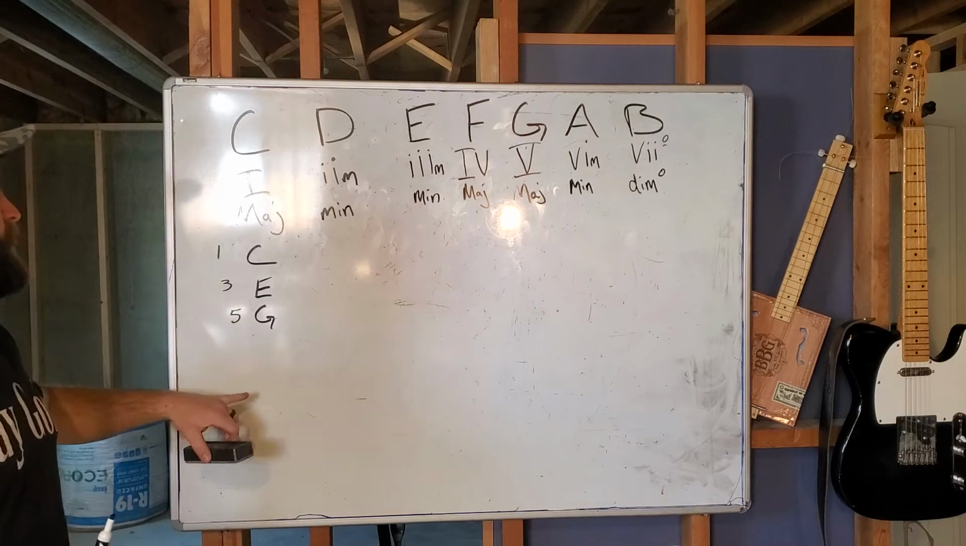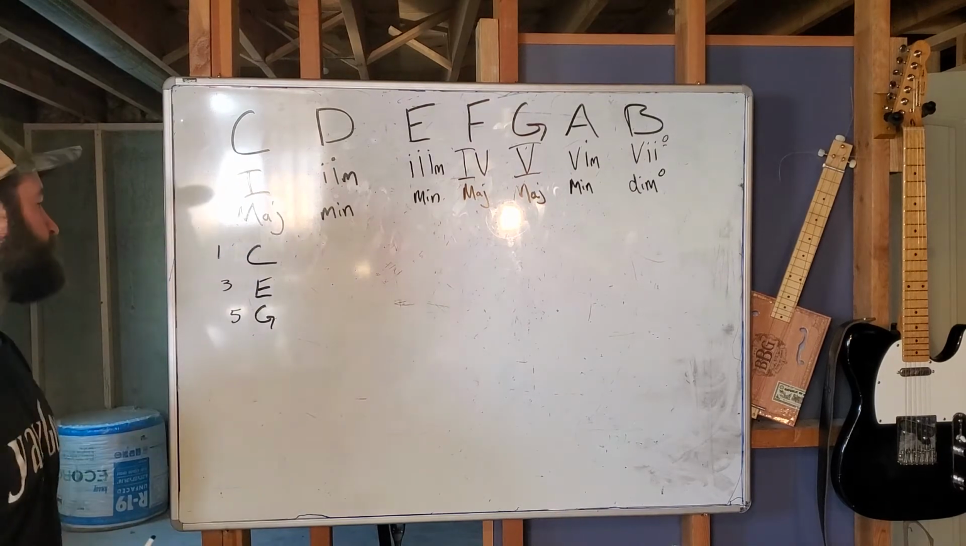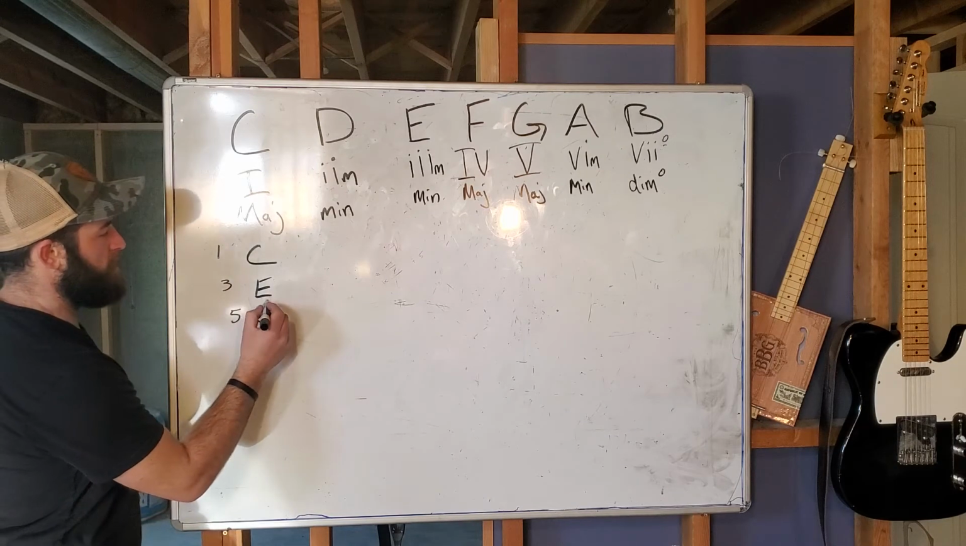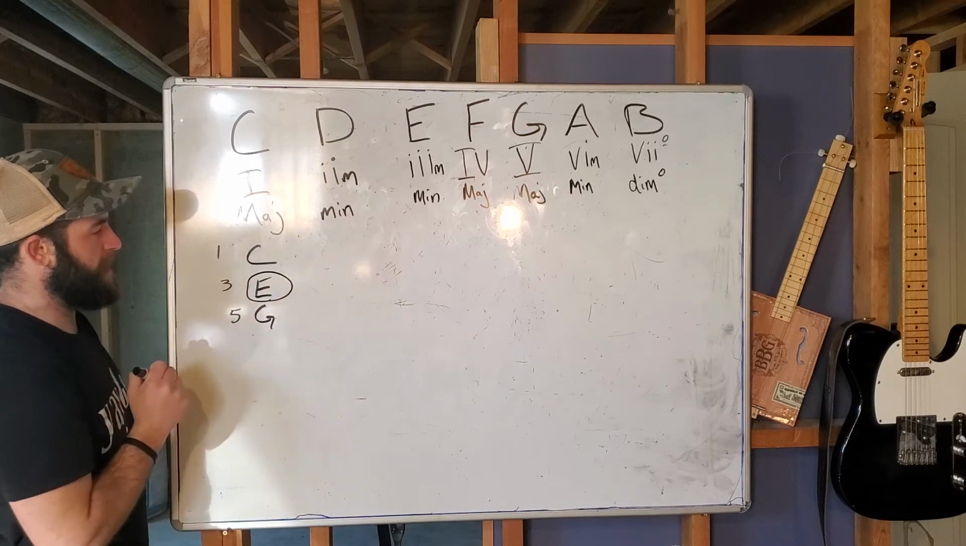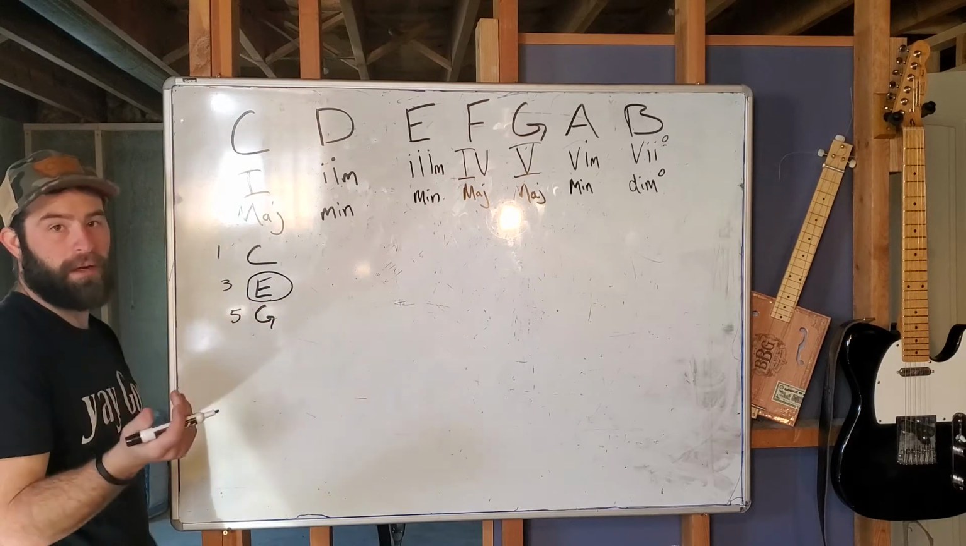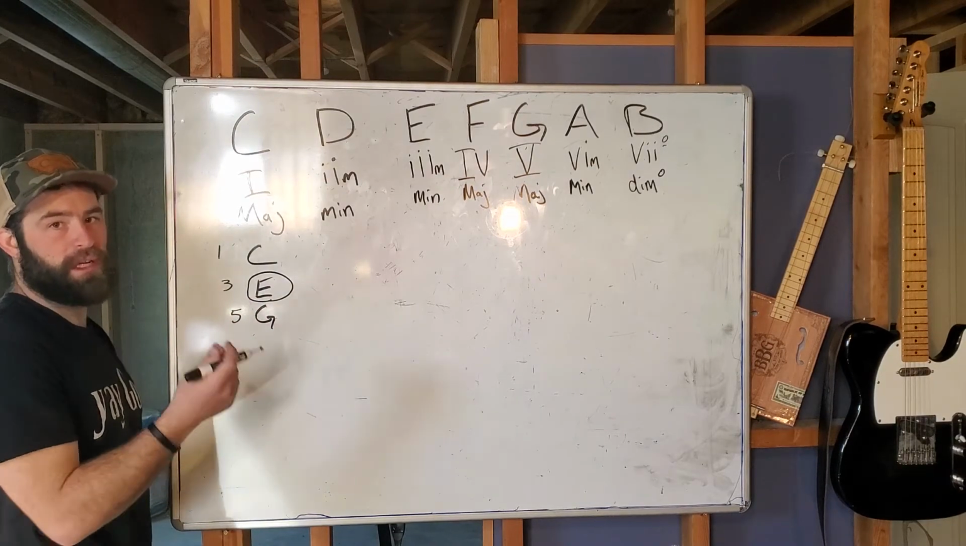This is what you end up with, and we call it C major. The reason we call it major is because of this middle note right here, E. Now if this was flatted, we would call it a minor chord. It would have a different tone to it and a different sound.